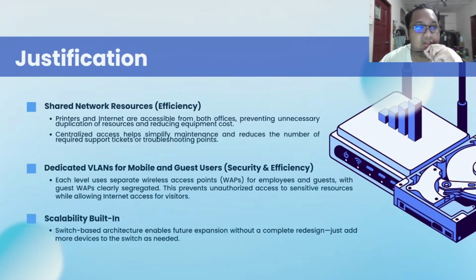Shared network resources: the printer and internet are accessible from both offices, preventing unnecessary duplication of resources and increased equipment costs. Dedicated VLAN for mobile and guest users. Each level uses separate wireless access points for employees and guests. With guest Wi-Fi clearly segregated, this prevents unauthorized access to sensitive resources while allowing internet access for visitors. Scalability is built in: the switch-based architecture enables future expansion without a complete redesign, just add more devices to the switch as needed.